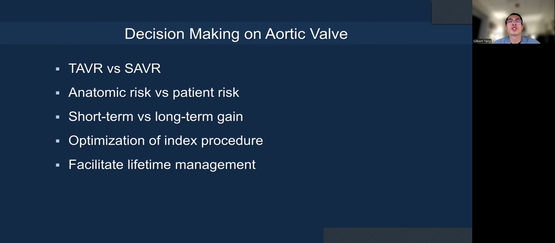So in summary, the decision-making on the aortic valve is really TAVR versus SAVR, anatomic versus patient risk, short-term versus long-term gain, this need to optimize the index procedure, and finally, facilitate lifetime management.